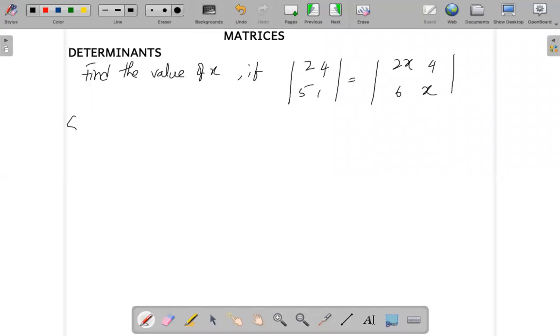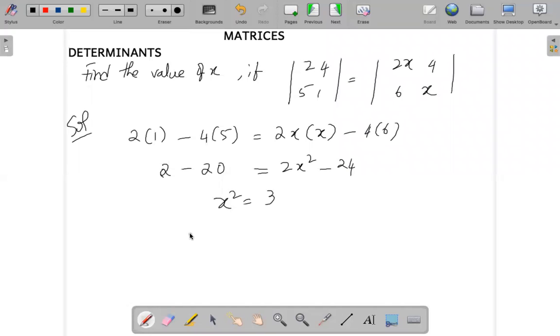Okay, let us solve this now. So this will be 2 into 1 minus 4 into 5, which is equal to 2x into x minus 4 into 6. Square, which is 3, and x is equal to plus or minus 3. That is the solution.